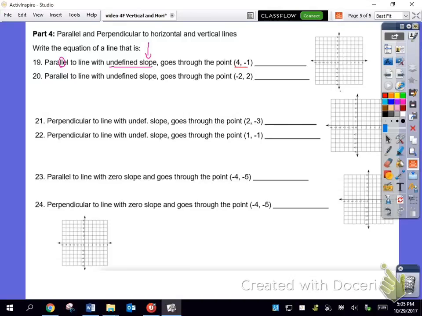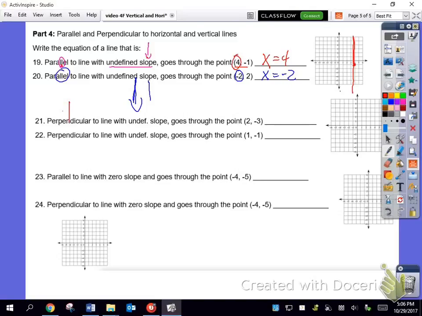So let's graph that first. 4, -1 is here. And I want it to be parallel. That means I don't want it to intersect with an undefined. So that means I want it to go up and down. If it's up and down, I look at the x. So x equals 4. So if I want it to be parallel to undefined, undefined is up and down, remember, and I want to go through 2, -2. If I want it to be parallel to that, then you look at the x-axis, so x equals -2, that would be the equation.